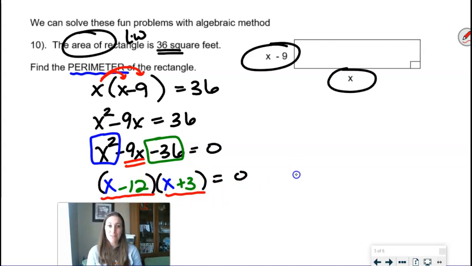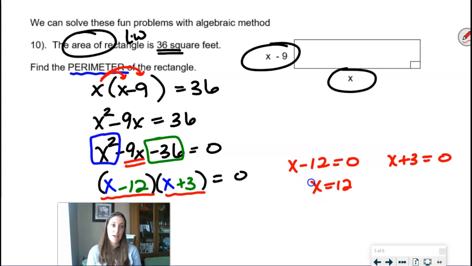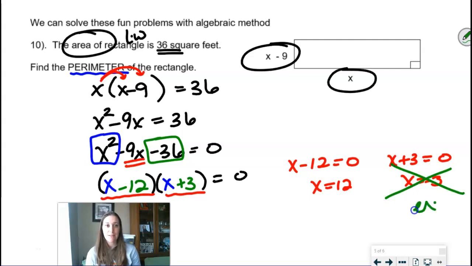My 2 solutions, though, that I get here would be x equals 12 and x equals -3. So can you have a rectangle that has a dimension of -3 feet? And the answer is nah. So this is just a goofy answer. It's extraneous is actually the word we use in math. This is the only viable answer. So x equals 12 is great.